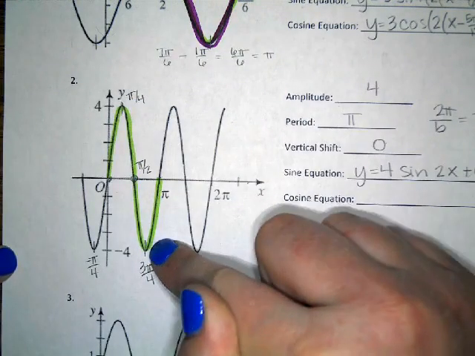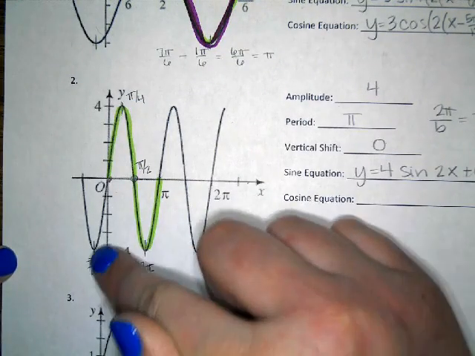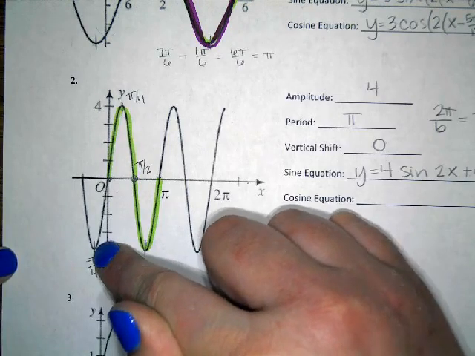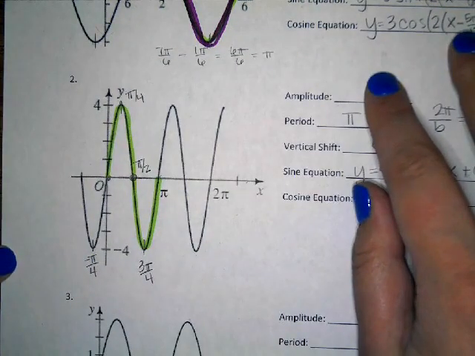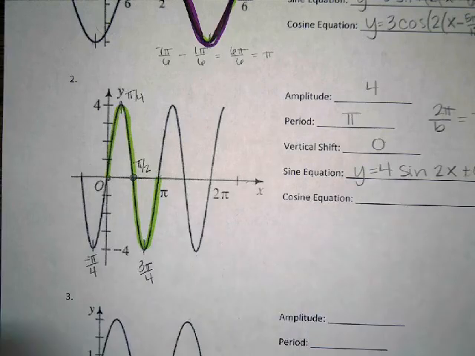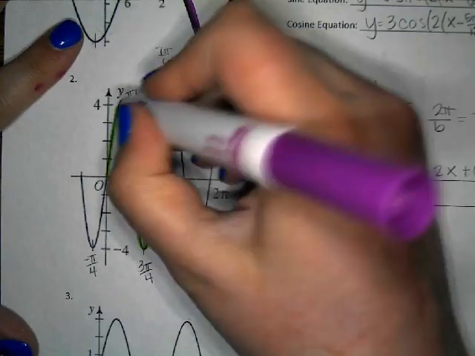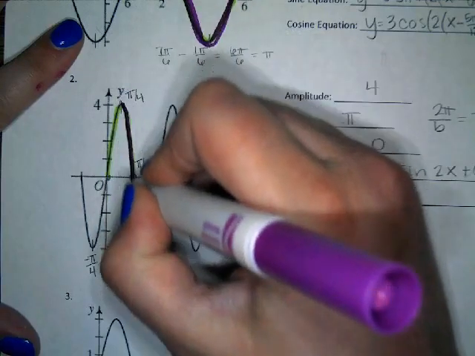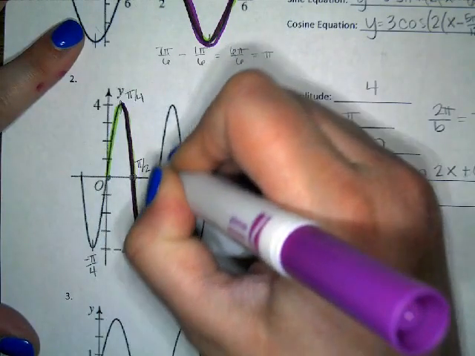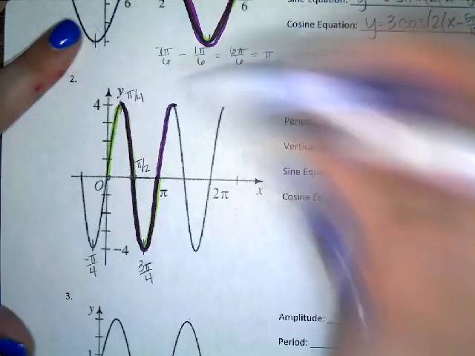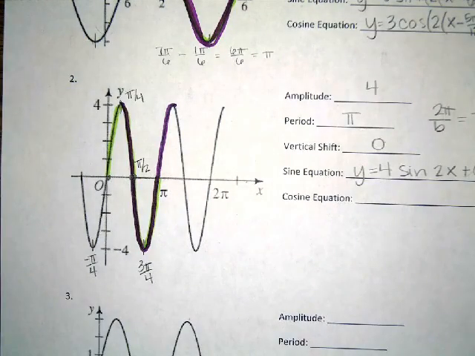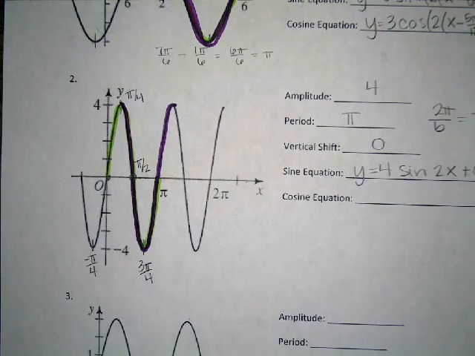Where do you want to start your cosine curve? Pi/4 to the right? Oh, so boring. It's fine. We can do it that way. Okay, so let's start up here and we'll draw our cosine curve. With the cosine curve, we're going to have the exact same amplitude, exact same period, exact same vertical shift. The only difference is how far it shifted to the left or to the right.